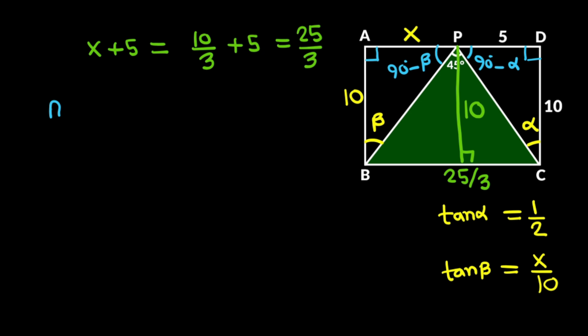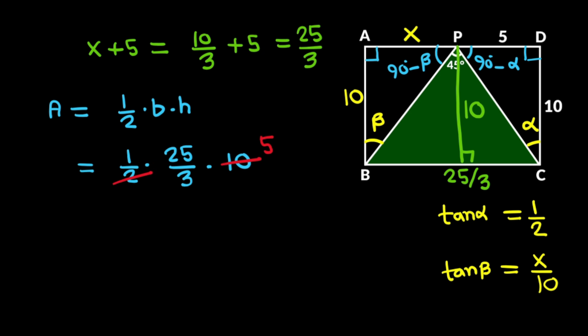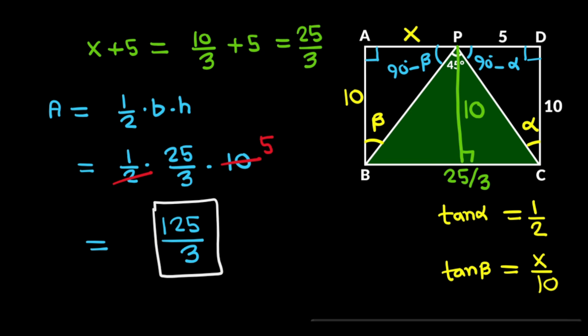Now use the area formula. Half times base times height. So we get half times 25 over 3 times 10. Half of 10 is 5, and 5 times 25 is 125. So the final area is 125 over 3. That's the exact answer.